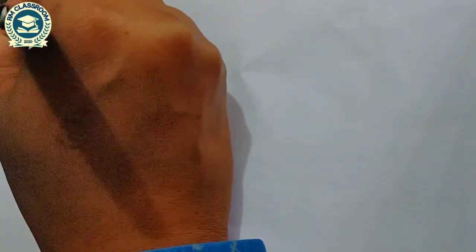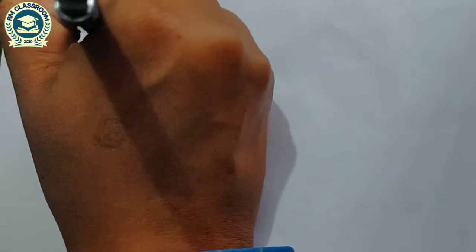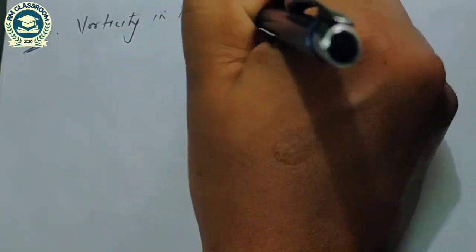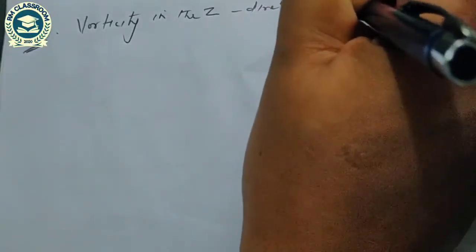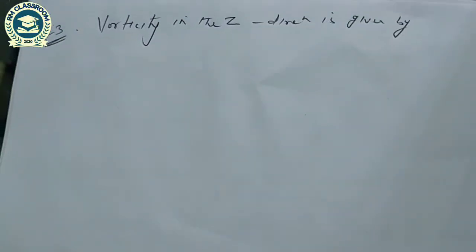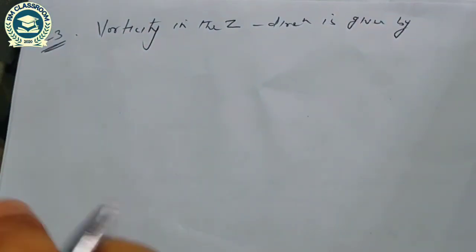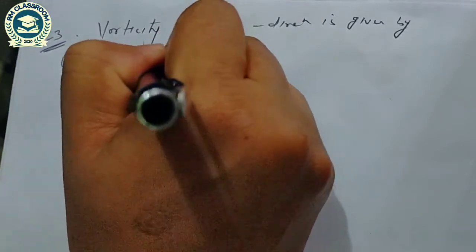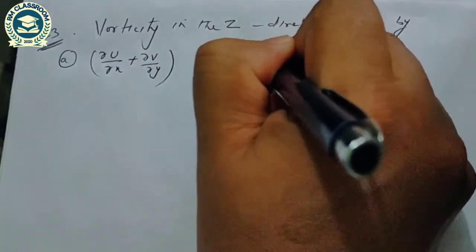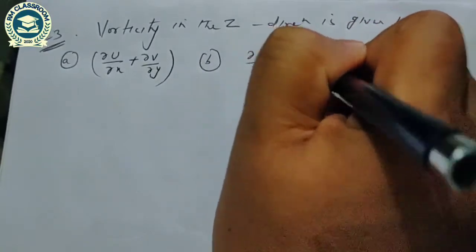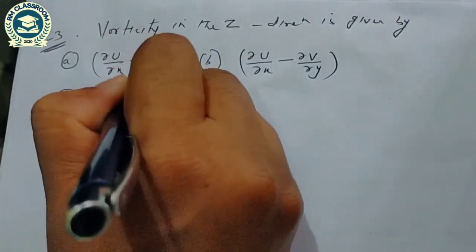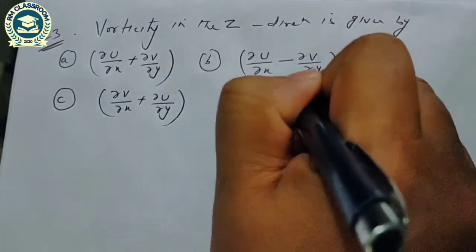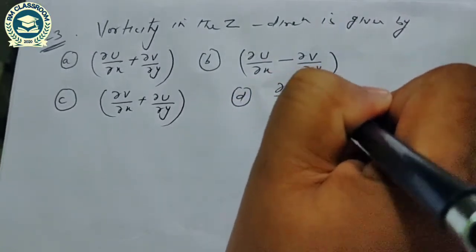Another problem, question number 3. Vorticity in the z direction is given by: option A, del u by del x plus del v by del y. Option B, del u by del x minus del v by del y. Option C, del v by del x plus del u by del y. And option D, del v by del x minus del u by del y.